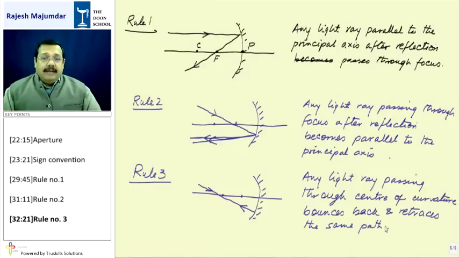and then derive a formula which is called the mirror formula. And for mirror formula, we have to understand what are the quantities involved in that. So firstly we will do that and then derive the mirror formula.